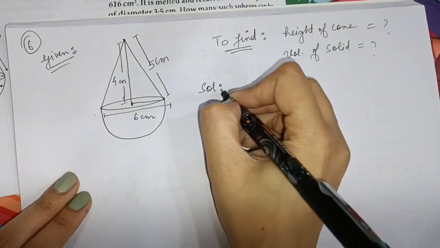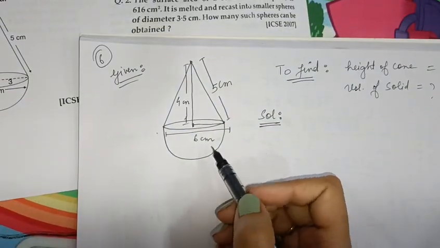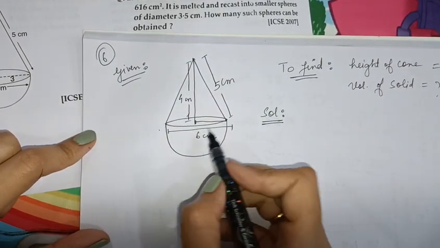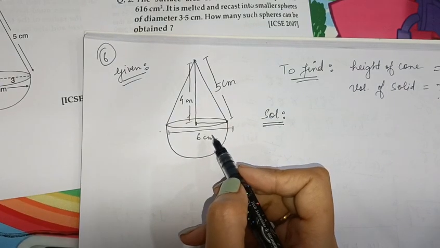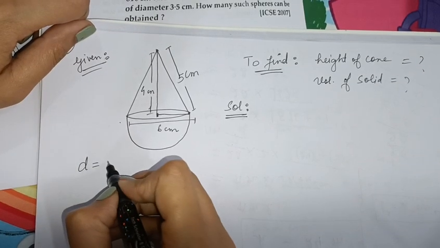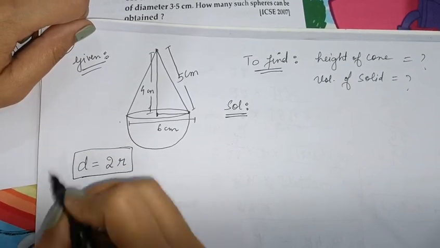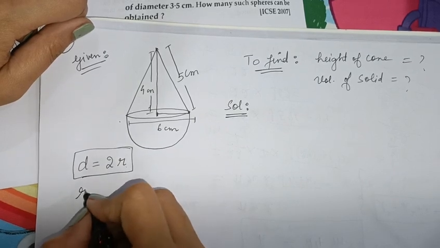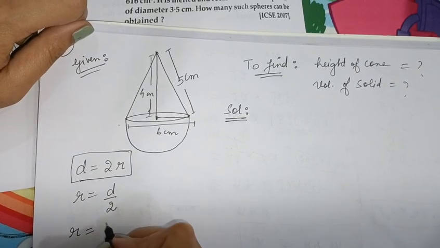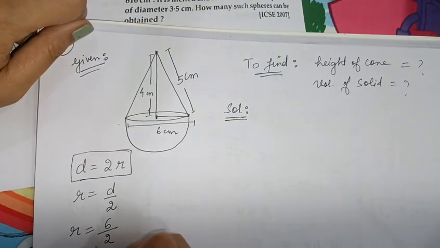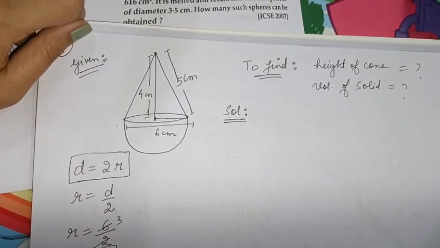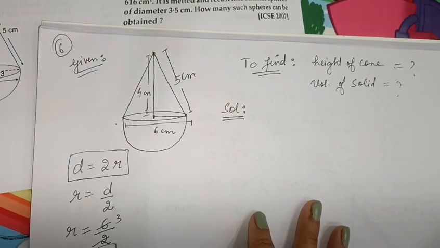So solution. First let's write it. See, in this question what is different is that the diameter is given to us. In all previous questions the radius was given. So remember this relation also: diameter is equal to 2 times the radius. So if we have to find the radius from the diameter, radius is equal to diameter divided by 2. Here the diameter is 6, so 6 by 2 is equal to the radius. So the radius value is 3 centimeter.